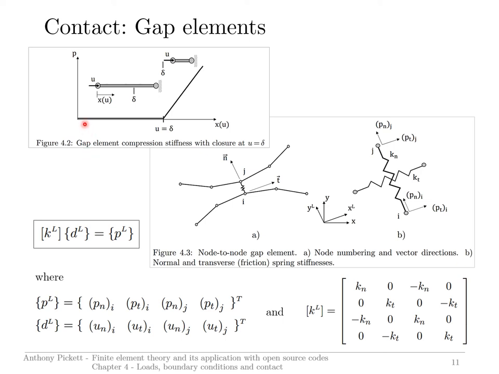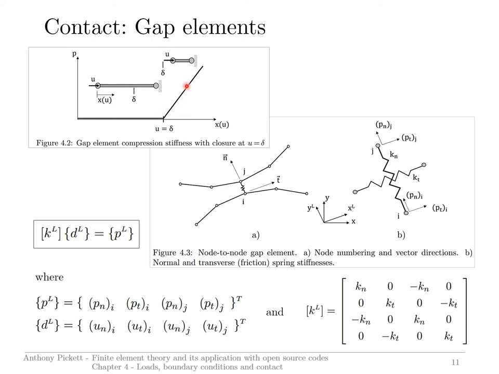Just to mention regarding this diagram, in this region we can't really have completely zero stiffness. We have to use a very small number in order to make sure that these diagonals are not zero. That would cause a singularity to this stiffness matrix. So we use a very small number, typically 10 to the minus 13 would be okay.